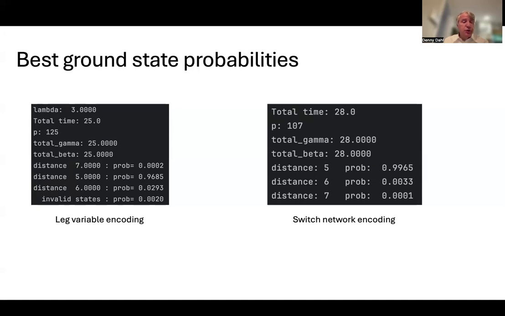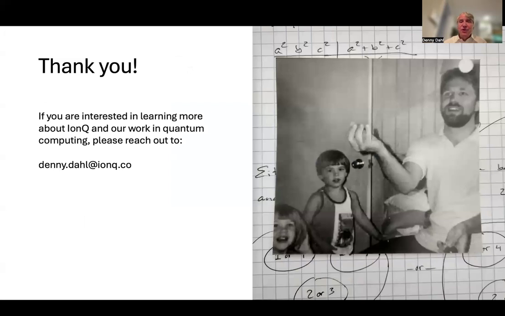The chart on the right shows the results for the switch network. In this case, I had to sum probability over the 24 different computational basis states that all correspond to a tour of length 5. In this case, the total probability for the circuit to produce the shortest tour was 99.6%, which is slightly better than the leg variable circuit. Most of the remaining probability, 0.3%, ended up in the tour with length 6. That's my solution to the challenge problem.